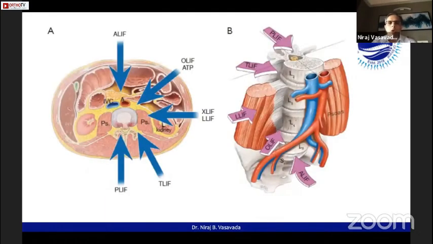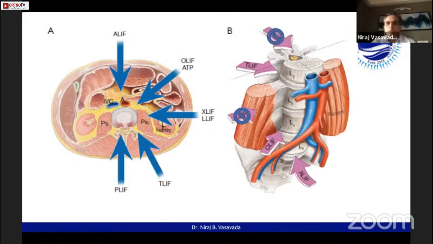Now, to achieve lumbar lordosis, we have multiple options available. Initially it started with a PLIF with only contouring the rods. Then came the TLIF, and open TLIF started giving better lordotic correction. Then came the MIS-TLIF, XLIF, OLIF, and ALIF. Today I'm not going to discuss much about LLIF trans-psoas approaches, because with the advent of OLIF, anti-psoas approaches, the LLIFs are gradually becoming obsolete.